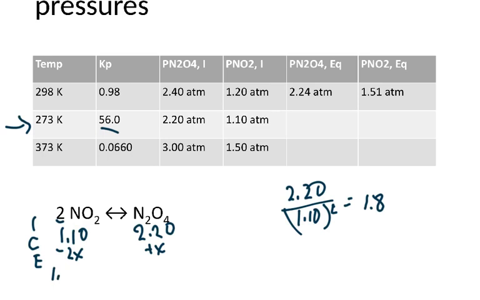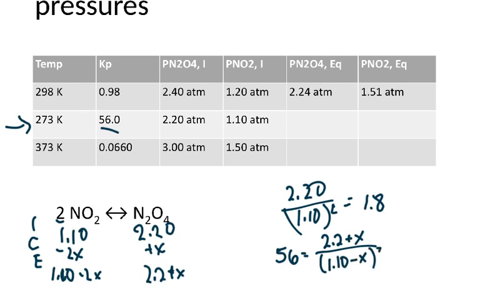So at equilibrium, we have 1.1 minus 2x and 2.2 plus x. And then again, you would have to solve it using either the quadratic, or you could go online and solve it. You won't have to do that on a test. Just get to this point where then you know that 56 is equal to 2.2 plus x over 1.10 minus 2x squared.